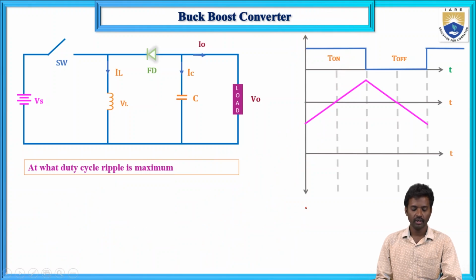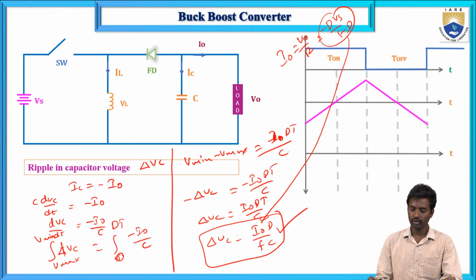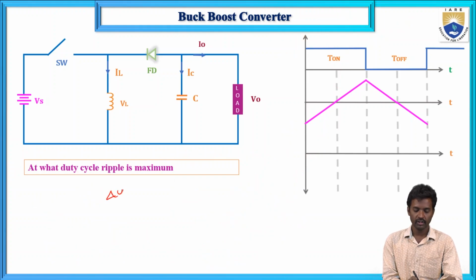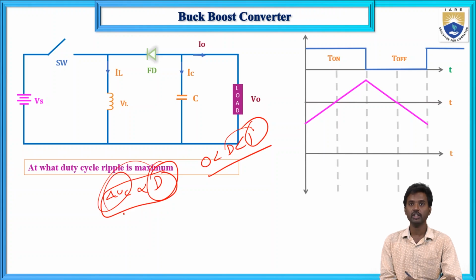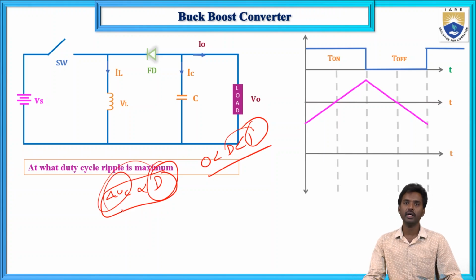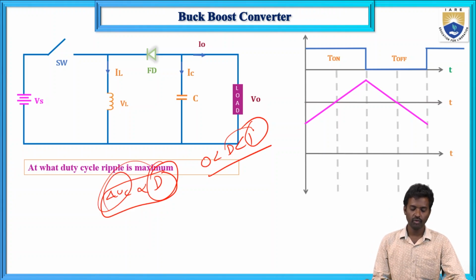And next, duty cycle. So del Vc is directly proportional to D. The D value is between 0 and 1, so the maximum value of D is 1. So del Vc, the ripple in the voltage, is maximum at D equal to 1 only.